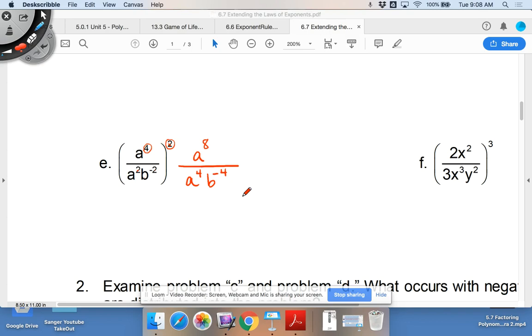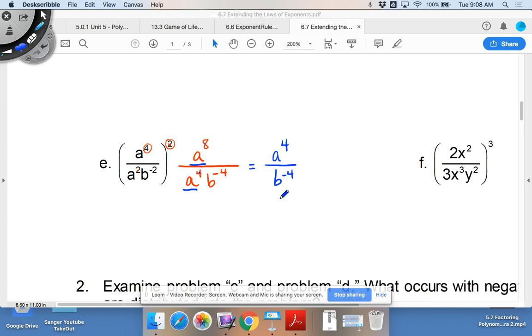Now, we've gotten rid of the power, but now we have to simplify using the rules that we've learned. So I have same bases, a's right here. When I'm dividing by the same base, I subtract my exponents. So 8 minus 4 is 4. So it'd be a to the 4th, and it's on top. And right now I have a to the 4th with b to the negative 4 on bottom.